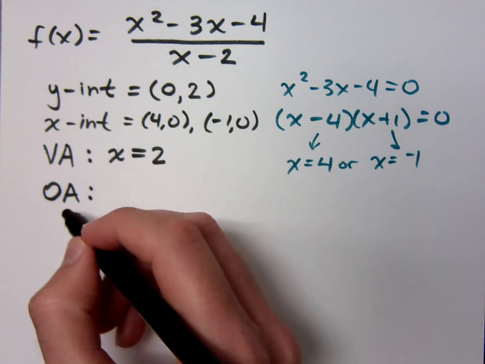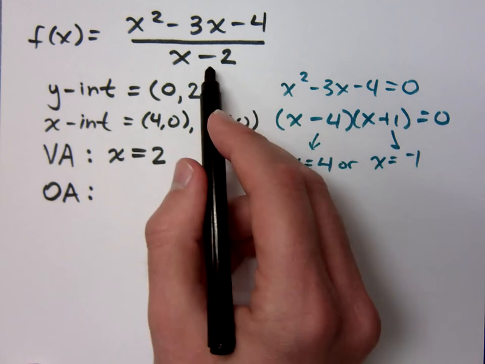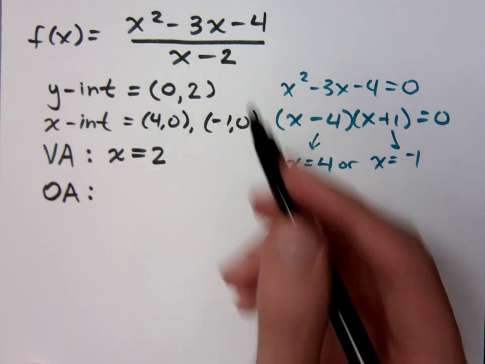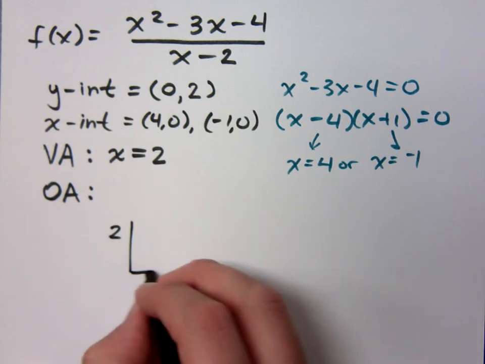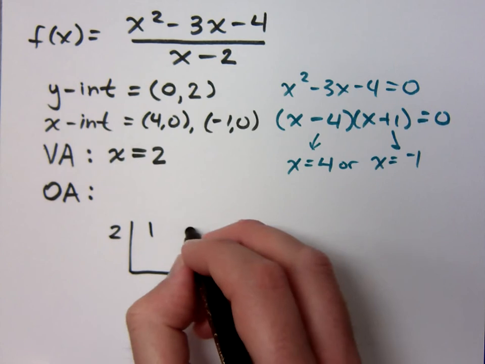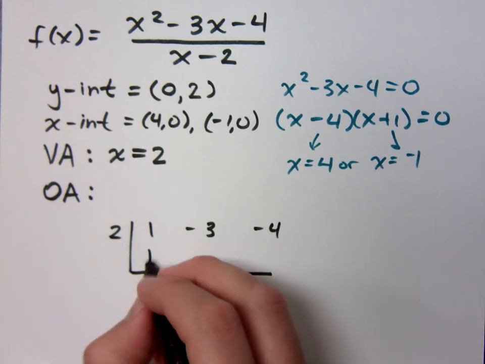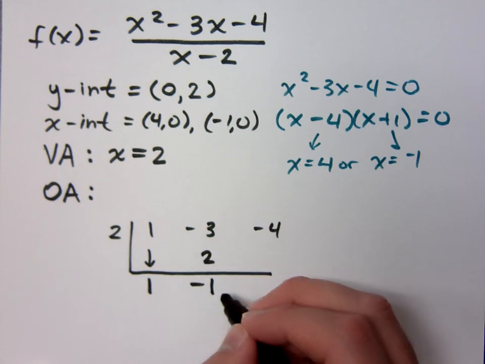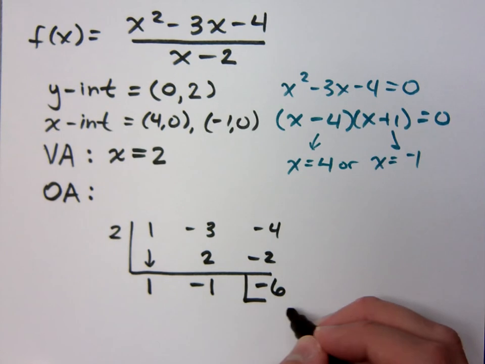Now, in order for us to find the oblique asymptote, we have to do long division or synthetic division. Can I do synthetic division with this one? Yeah, I can. So just do your synthetic division with 1, -3, -4. You just blaze through this: that's 1. 2 times 1 is 2. That's -1. Times 2 is -2. I end up with -6.